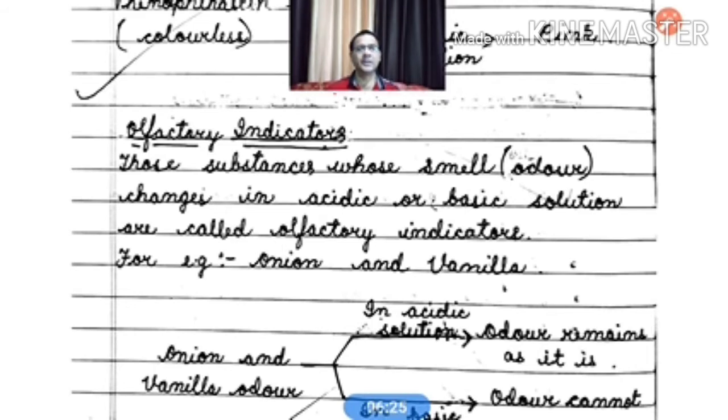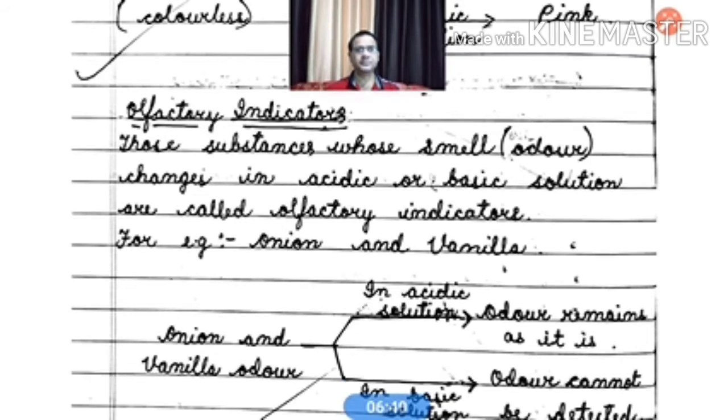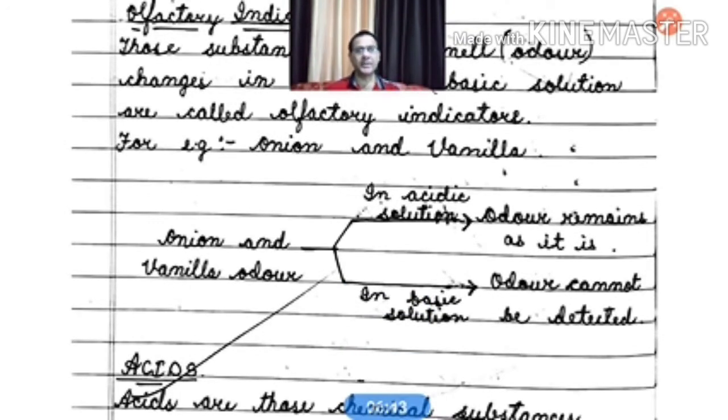And that is why we call them olfactory indicators. So see the definition: those substances whose smell or odor changes in acidic or basic solution are called olfactory indicators. For example, onion and vanilla. Now see what happens.